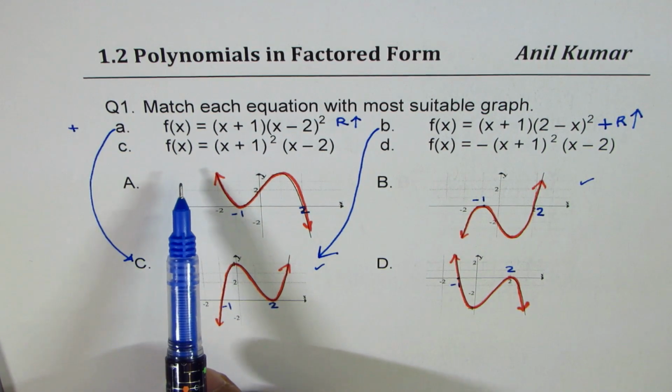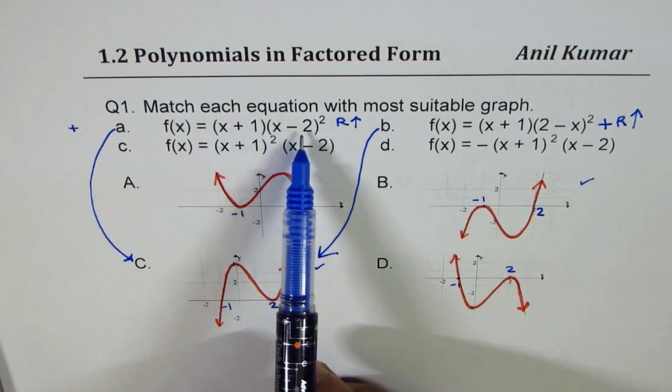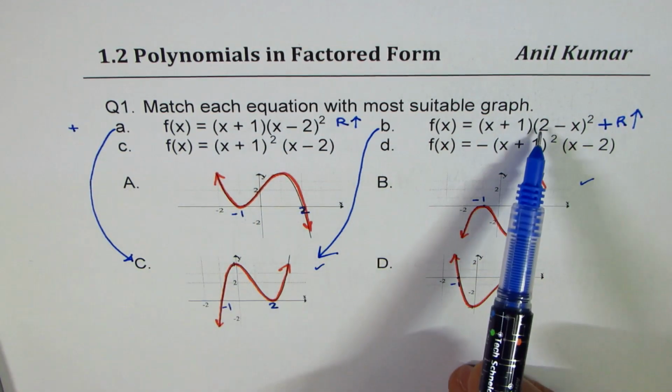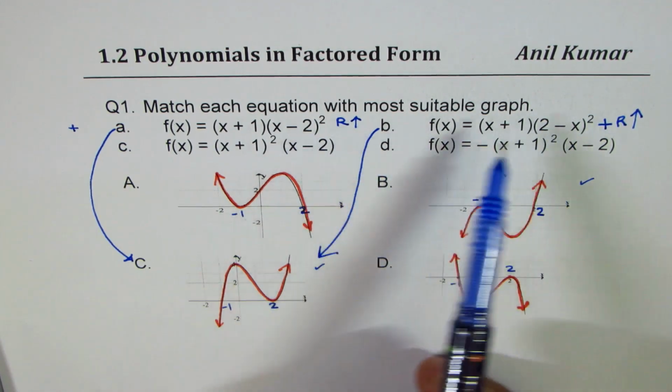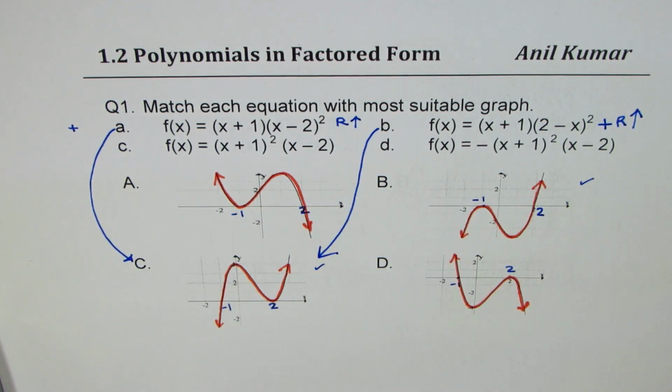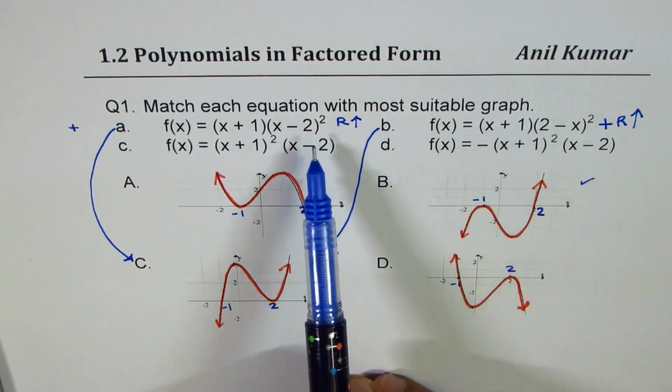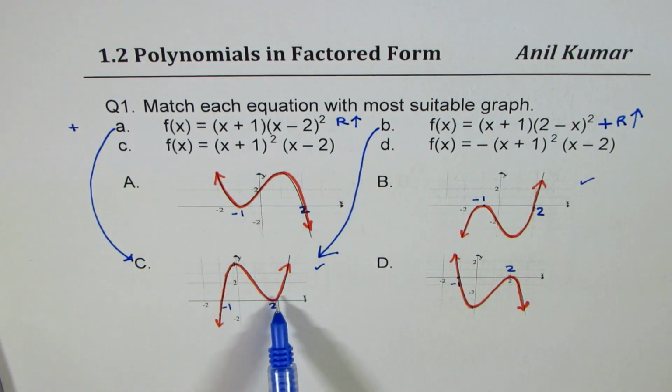Basically, (x minus 2) whole square and (2 minus x) whole square are one and the same thing. So that's a good learning. Sometimes you could have either form of equation to represent that curve.